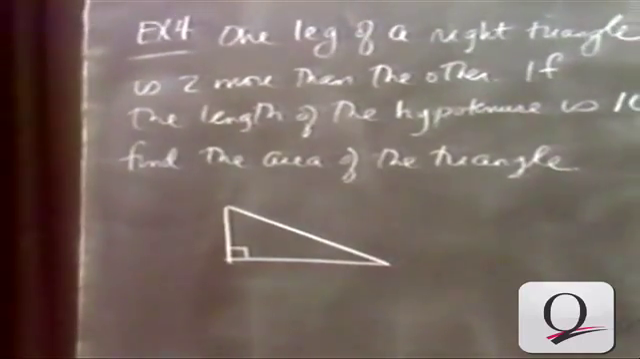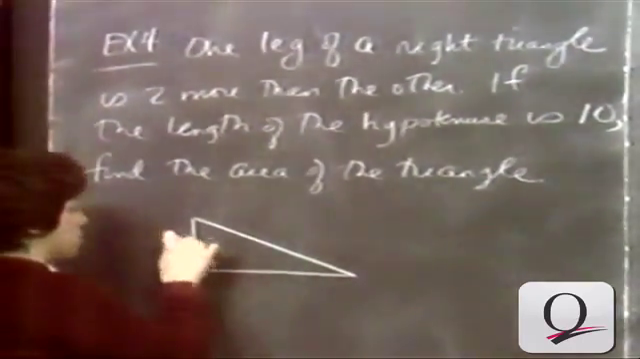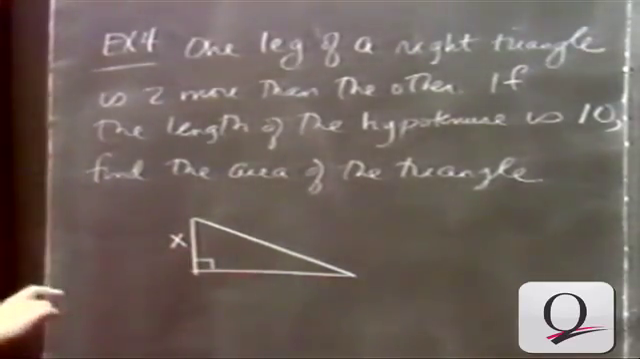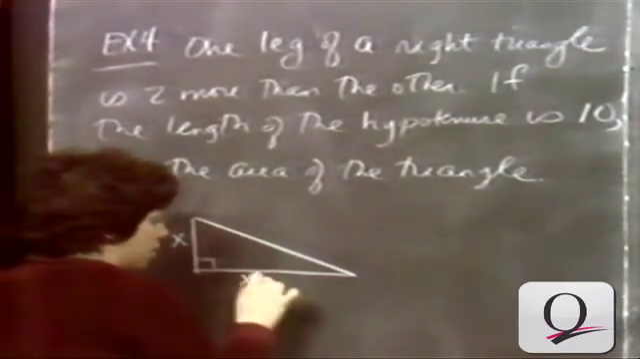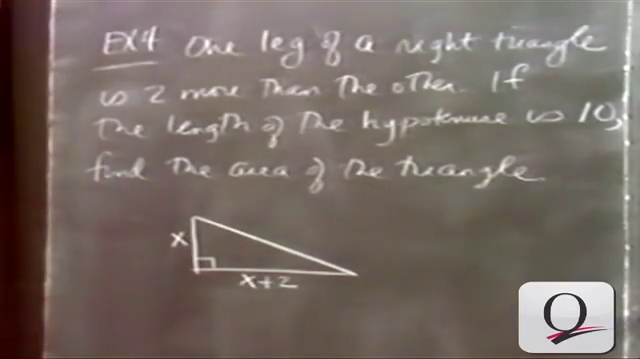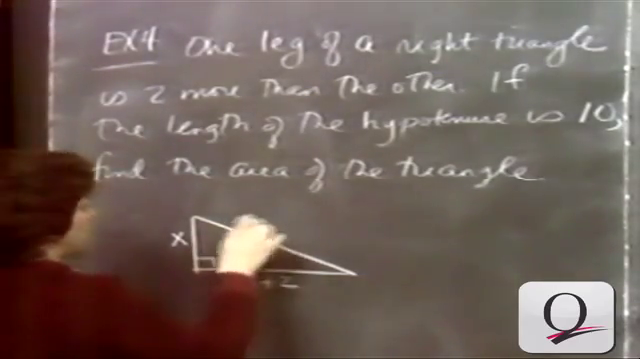We're told one leg is 2 more than the other. So let X represent one of the legs of the triangle, and then the other leg would be 2 more than that, so that would be X plus 2. The hypotenuse, that is the longest side in the right triangle, the side opposite the right angle, has length 10.